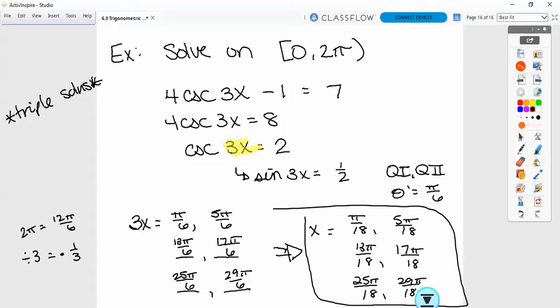If it had been a 2x, how many answers would I have? 4. If it had been a 4x, we would have gotten 8. So that number on your x tells you basically how many times you will have a complete cycle. We also talked about if it were a 1/2 x, then we have to watch and make sure our answers do fall between 0 and 2 pi, because sometimes we would get answers that fell outside that interval. Is that one okay with everybody?